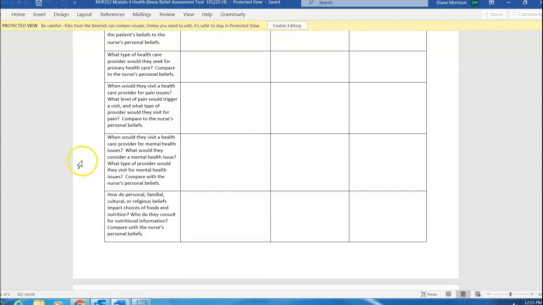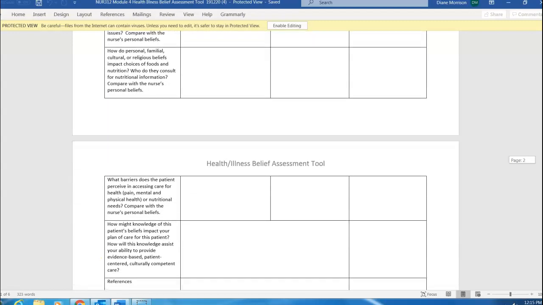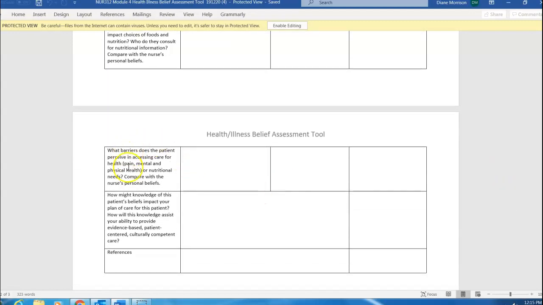This one looks at mental illness. Again, answer all these questions. This one looks at food and nutrition. This one looks at barriers that they perceive in their own healthcare, and then what you perceive in your own healthcare, and then compare and contrast.